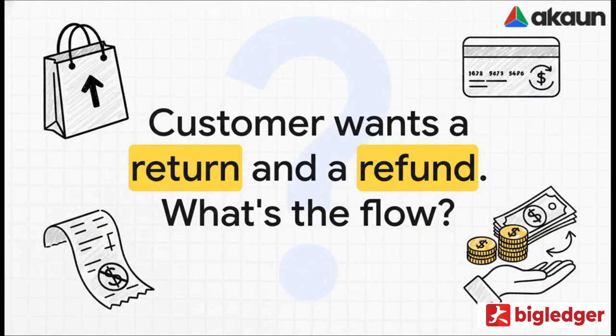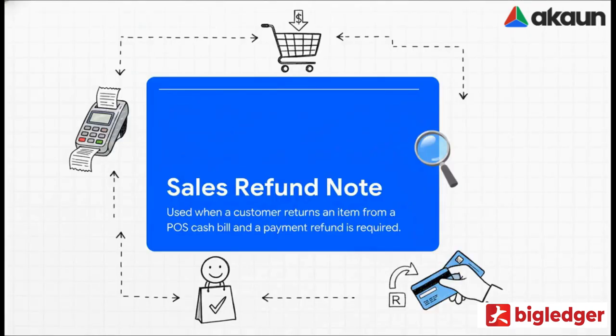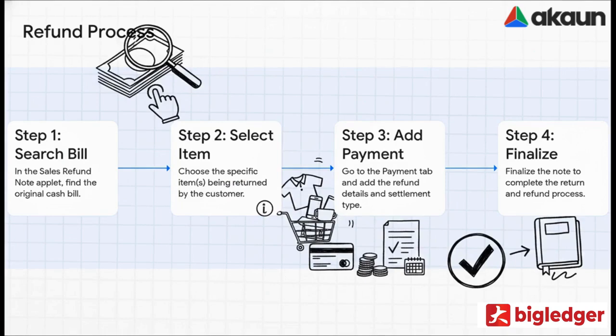Okay, on to a classic situation. A customer wants to return something and get a full refund. For this, you're going to use what's called a sales refund note. It handles everything. Just find the original bill, pick the item, pop in the refund details, and finalize it.